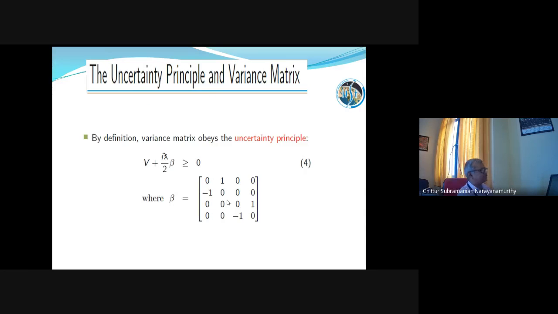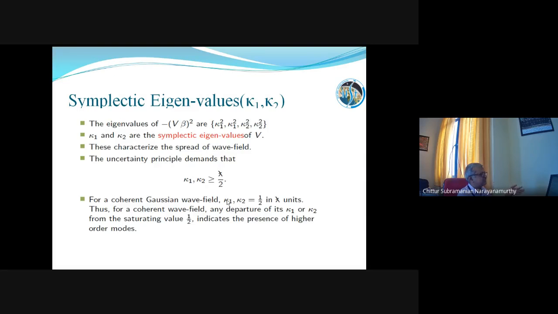And what is the uncertainty principle in the variance matrix? Actually, by definition, the variance matrix will obey the uncertainty principle. So V plus i lambda-bar by 2 is greater than or equal to 0, so we can measure beta in this value. So it actually obeys the uncertainty principle. It is parallel to quantum measurements.